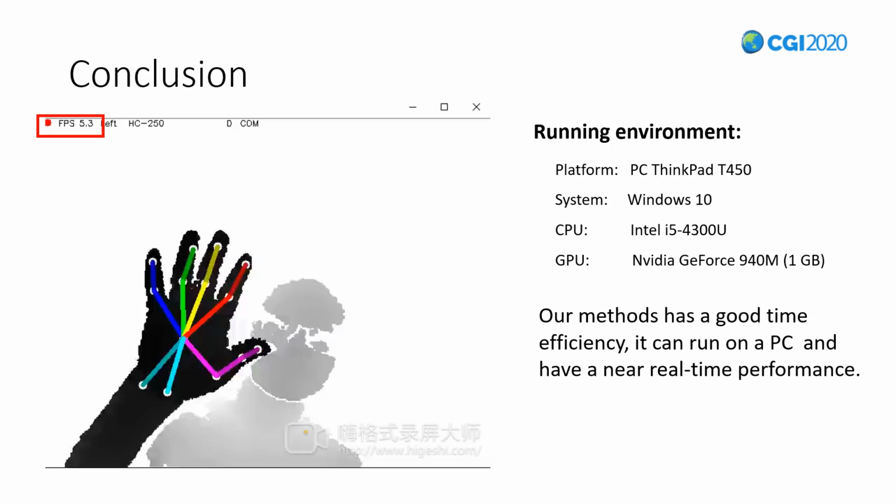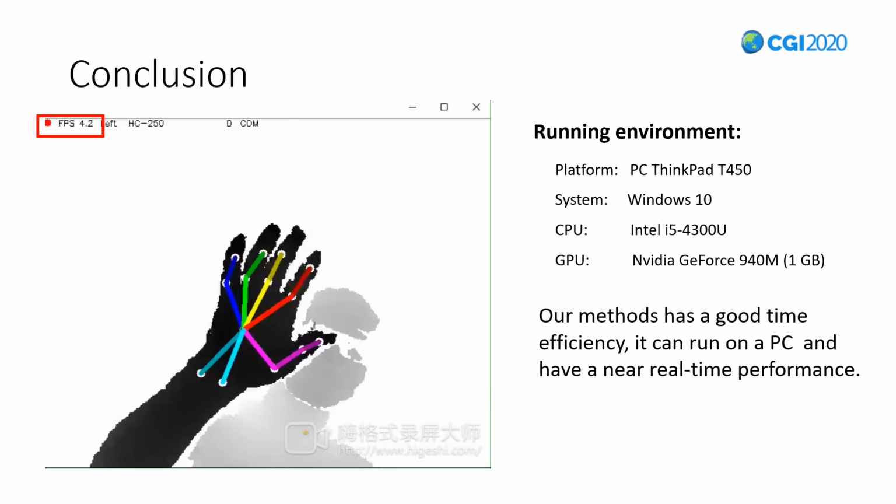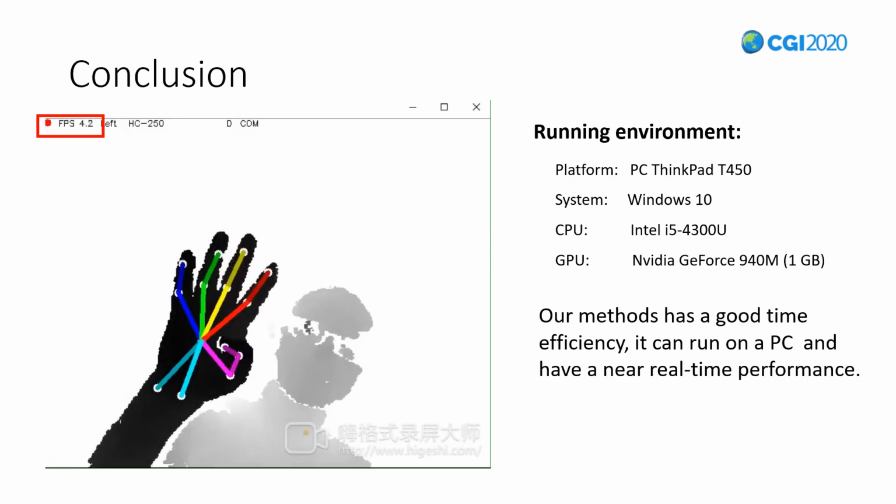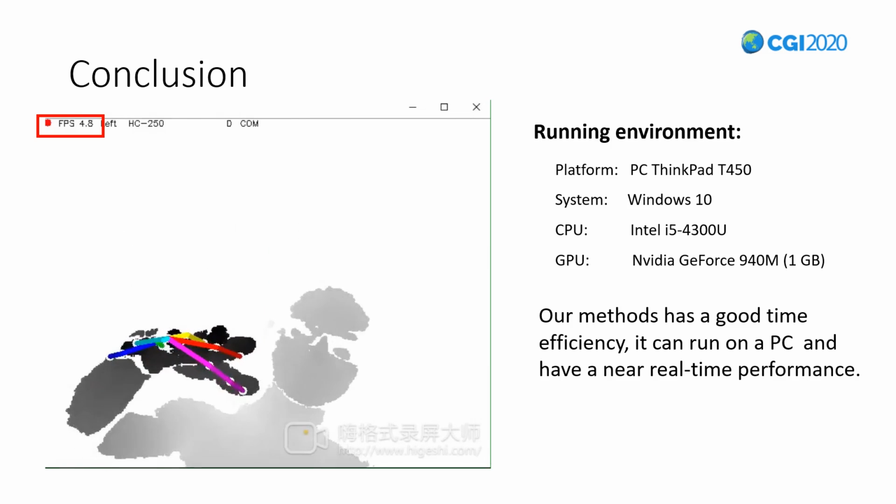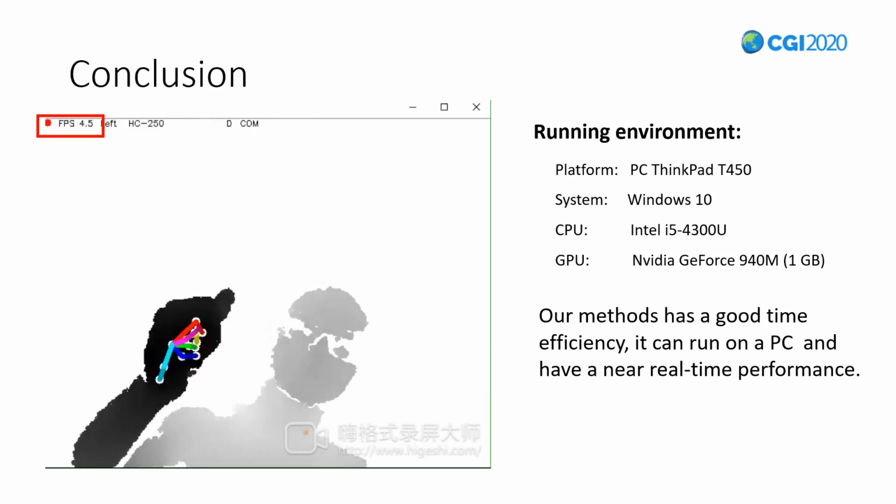This is a real-time demo of our method. As you can see, this demo is running on a personal computer. Our method is efficient, and it can be run on a simple computer and have a good speed. As you can see in the demo, our predicted gesture is well structured.